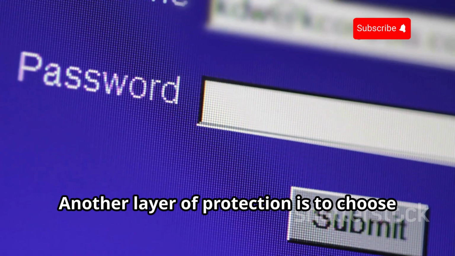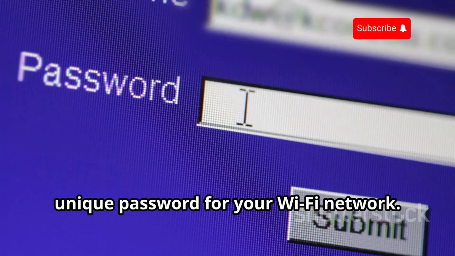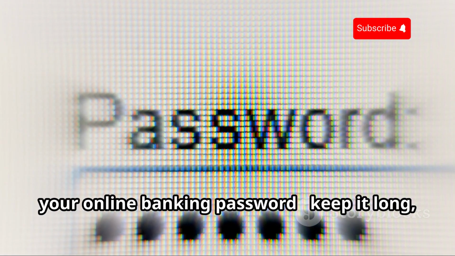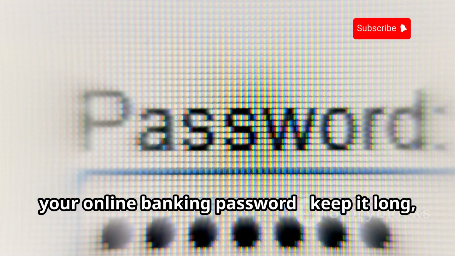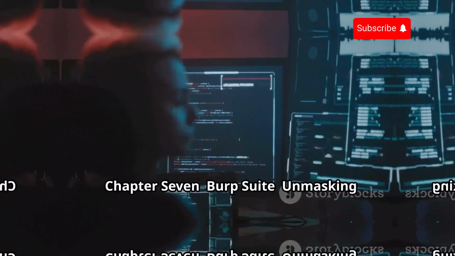Another layer of protection is to choose a strong, unique password for your Wi-Fi network. Treat your Wi-Fi password like you would your online banking password. Keep it long, complex, and secret.